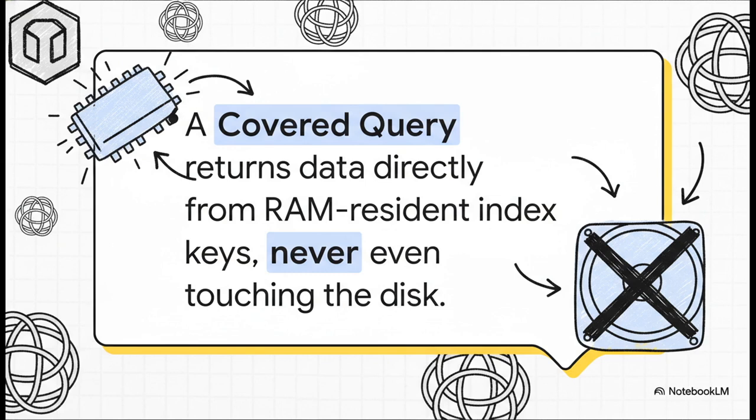And that idea leads us to what many people call the holy grail of query optimization, the covered query. This is the special, hyper-efficient state where MongoDB can answer your entire query just by looking at the index. It never even has to go and read the full documents from the disk. The answer is right there in the index, which is already in RAM. As you can guess, this gives you a massive performance boost.